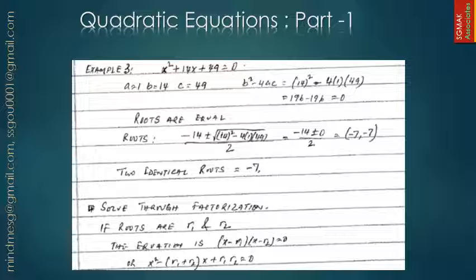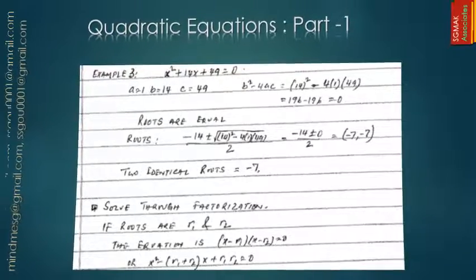You can solve this quadratic equation through factorization. If you have two roots R1 and R2, then the equation is x minus R1 times x minus R2 equals 0, or x squared minus (R1 plus R2) times x plus R1 times R2 equals 0. This is the alternate way of solving a quadratic equation. Let's move on.